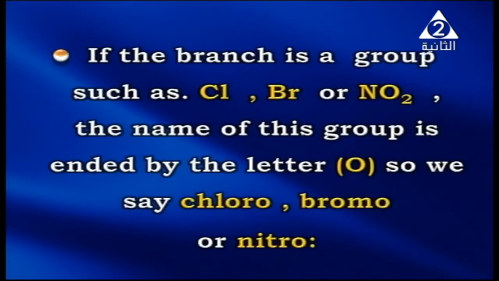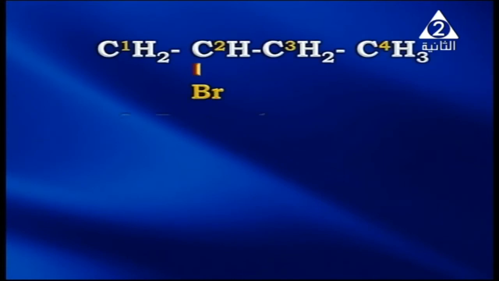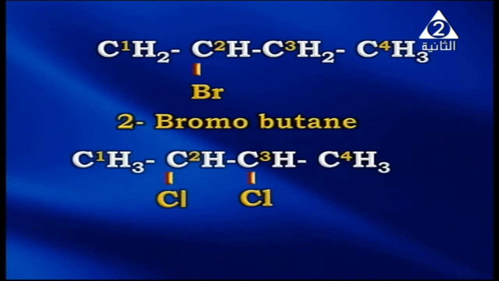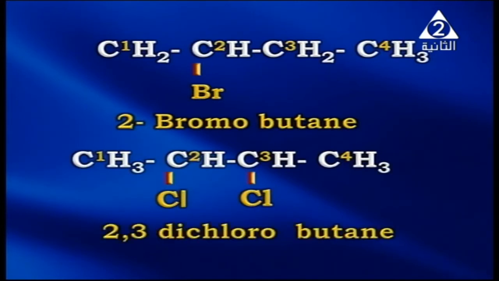If the branch is a group such as chlorine, bromine, nitro, the name of this group ends with the letter o, so we say chloro, bromo or nitro. As shown on the screen, it will be 2-bromobutane. Another example, 2,3-dichlorobutane.